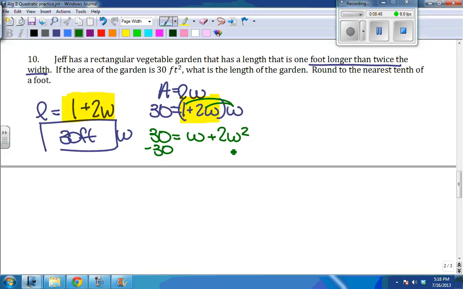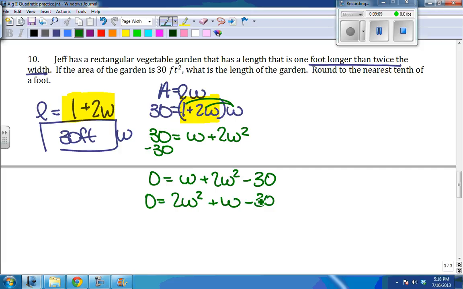I'm going to flip it to the other side. So then I end up with 0 equaling w plus 2w squared minus 30. Now this is all wonky. It's in a different order, so I'm going to rearrange it just so it's a little bit more in my comfort zone. I'm going to put the 2w squared in front. The w can go in the middle, and the negative 30 can go in the end right where it's at.